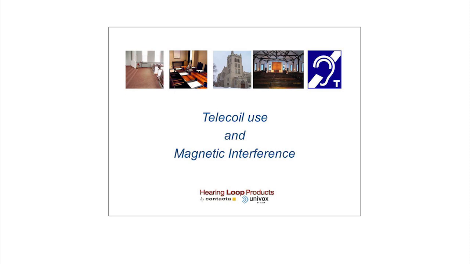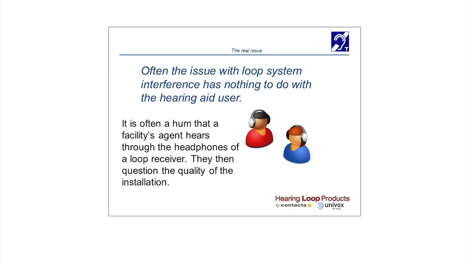I'm going to talk about some actual experiences with loop systems, but from an installation and engineering standpoint, often the issue with loop system interference has nothing to do with the hearing aid user. Something to be aware of is often the hum that the facilities agent, the person who is requesting the loop system, will hear through the headphones of a loop receiver. And that becomes something that, even though we look for the signal to noise ratio we want to give to the hearing aid user, needs to be taken care of up front and handled, because somebody with relatively normal hearing taking a loop receiver and turning it up can hear some hum and question the value of the loop system to the hearing aid wearer.